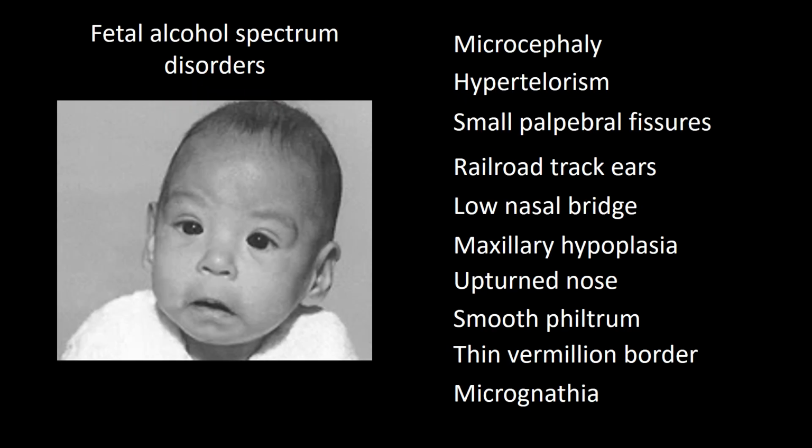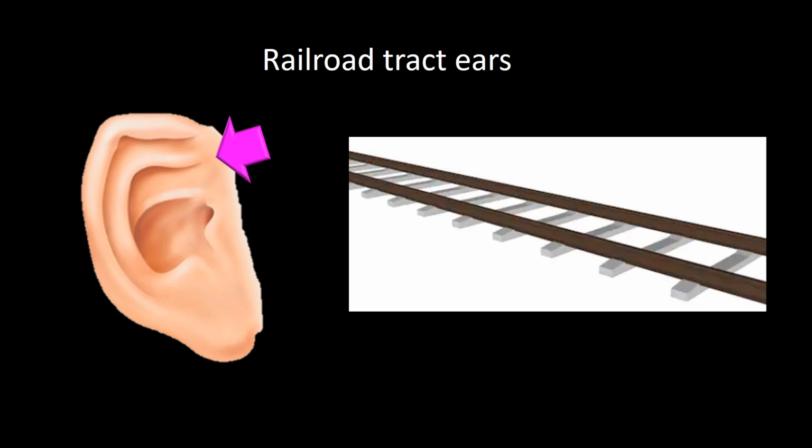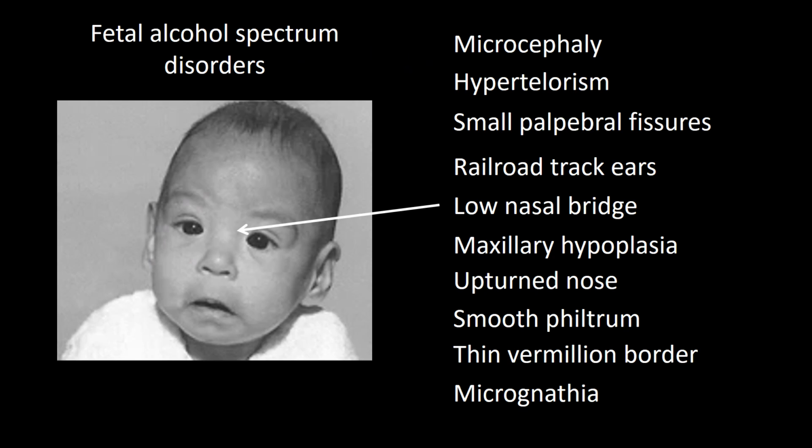Patients with fetal alcohol spectrum disorder have typical faces: microcephaly, widely spaced eyes, small palpebral fissures, retrograde ears. Retrograde ears, as indicated by this arrow, refers to a parallel arrangement of the upper ear folds. These patients also have a low nasal bridge, maxillary hypoplasia, upturned nose, smooth philtrum, thin vermilion border, and micrognathia.